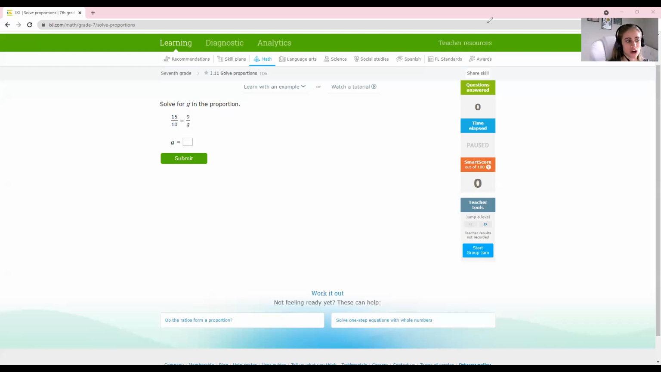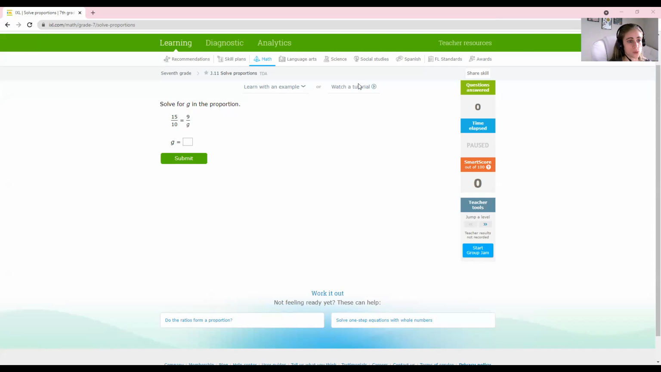All right, here we have our first problem here. We want to solve for G in the proportion. So we have the proportion 15/10 is equal to 9 over G. And we want to find what G equals, so this becomes a true proportion, so the values are equivalent. First step is we want to write it down.